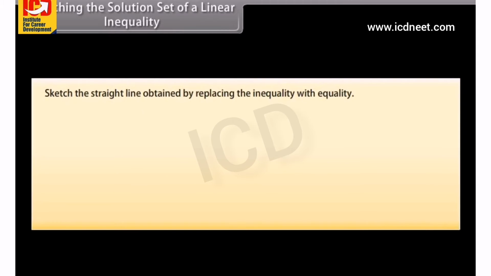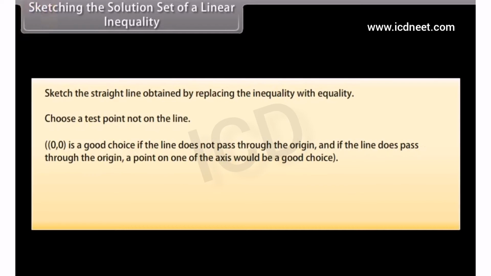Sketching the solution set of a linear inequality. Sketch the straight line obtained by replacing the inequality with equality. Choose a test point not on the line. (0, 0) is a good choice if the line does not pass through the origin, and if the line does pass through the origin, a point on one of the axes would be a good choice.